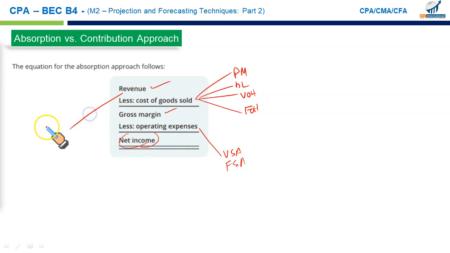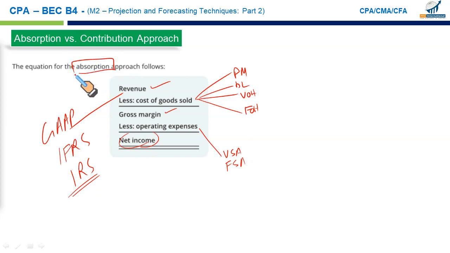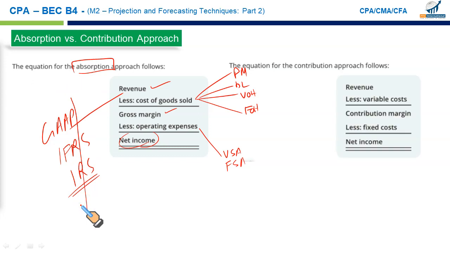This approach is acceptable under the US GAAP, under the International Financial Reporting Standard, and the Internal Revenue Services codes require you to prepare your income statement based on the absorption approach. We have an alternative approach which is not acceptable by any of these, what you call the contribution margin approach.